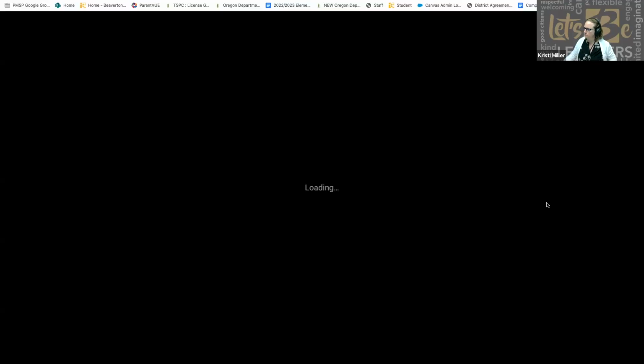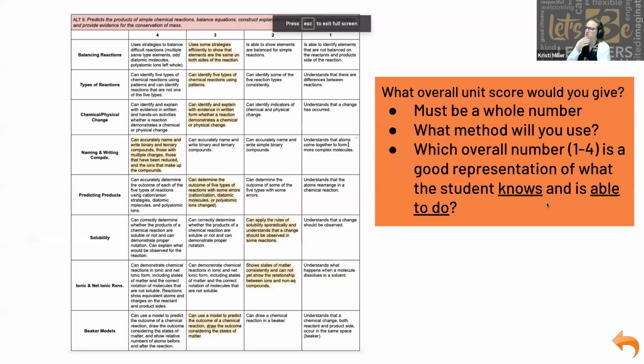This is for another presentation that I did with new teachers. Here's that chemical reactions learning target rubric. And the highlights that I did here represent the student's best score for each of these line items. So I evaluated the student multiple times on each of these things in a unit.